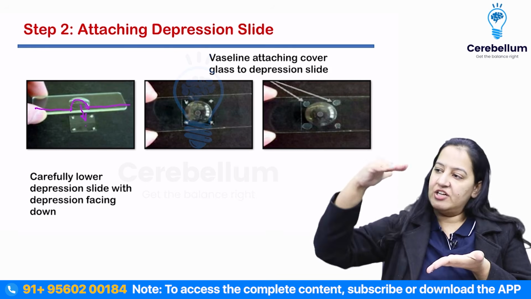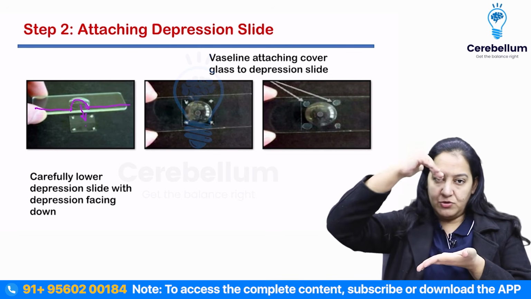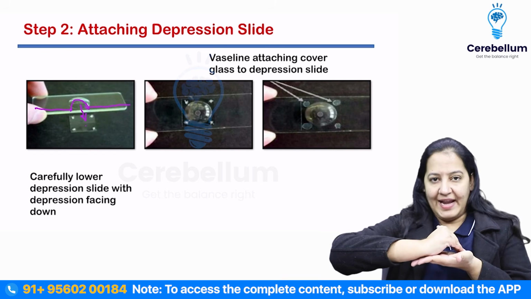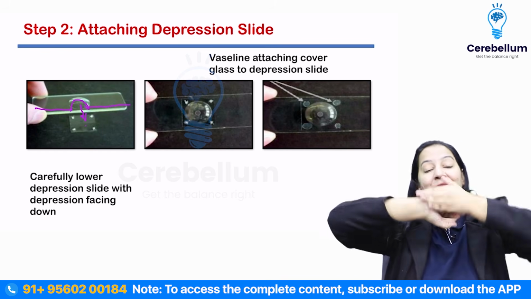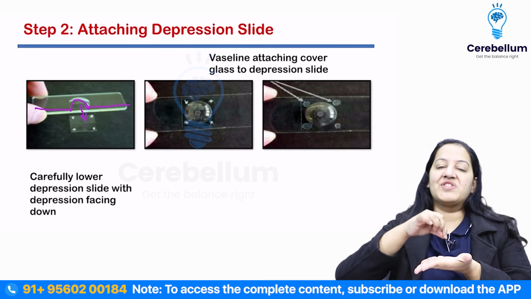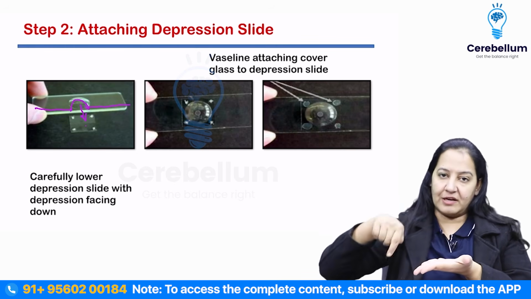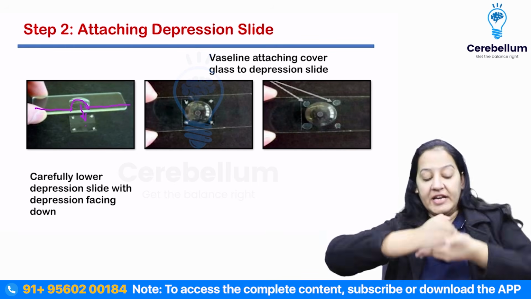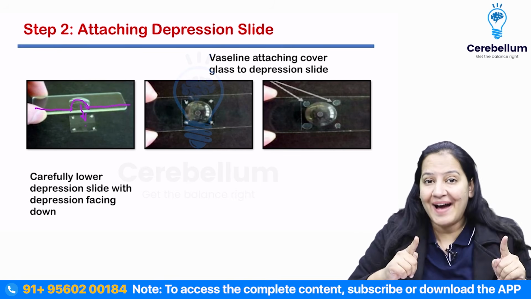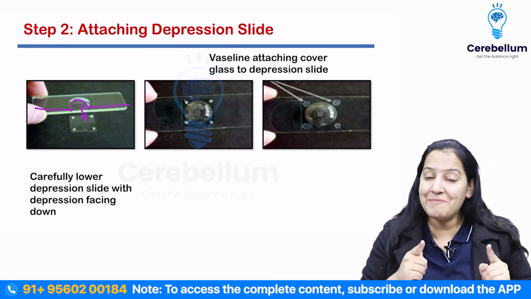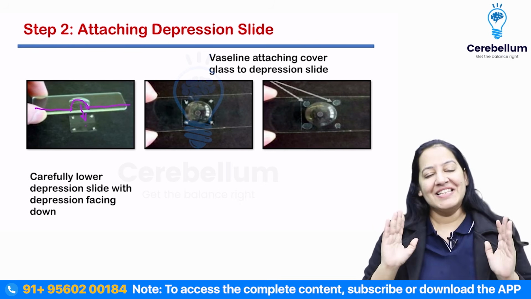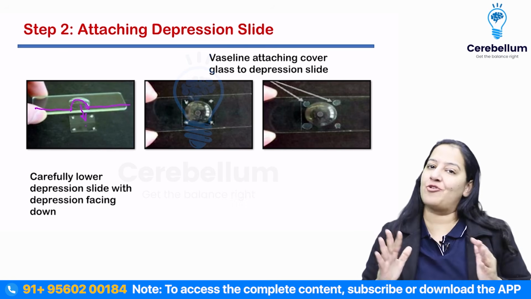So, I'm taking a slide with a depression at the center. I'm putting the depressed portion just over the drop and then I will invert it. Now, you can imagine if I'm inverting the drop of the bacterial culture which is present at the center of the cover slip, if I flip-flap, if I invert it, the drop will hang in the air. That's why the wet preparation, the unstained preparation, is known as hanging drop preparation. You got my point? This is the reason why they are known as hanging drop preparation.